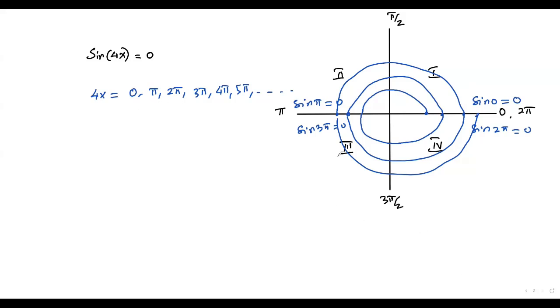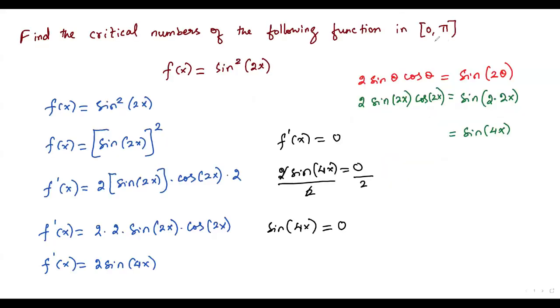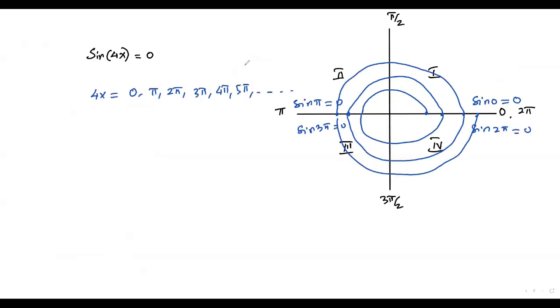And also, one more thing we have to remember, there is a domain given over here. That is, we have to find the critical number in the given closed interval, 0, pi. You may have a question: we have to find critical numbers in the interval 0, pi, so why should I take up to 5 pi? Actually, this is the interval given for the values of x. But here we got the values for 4x. So to get the value of x, I have to divide everything by 4. On the right side, each value has to be divided by 4.